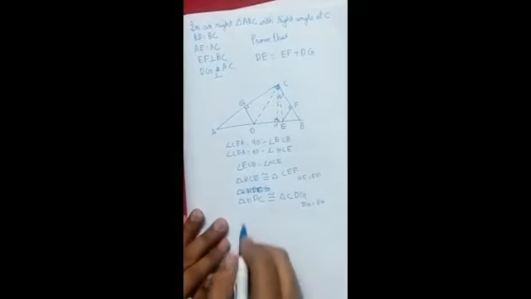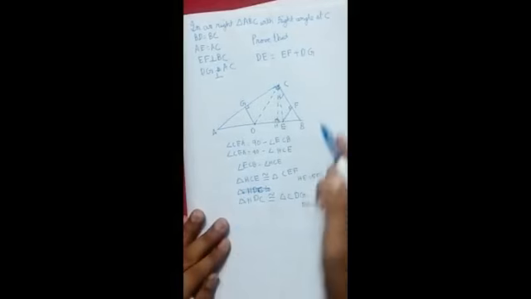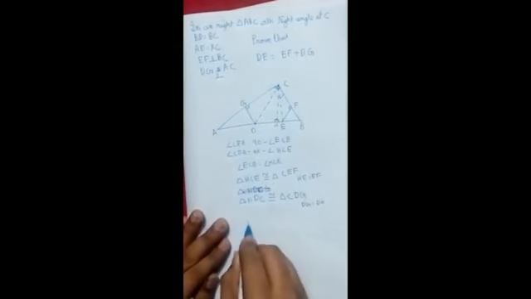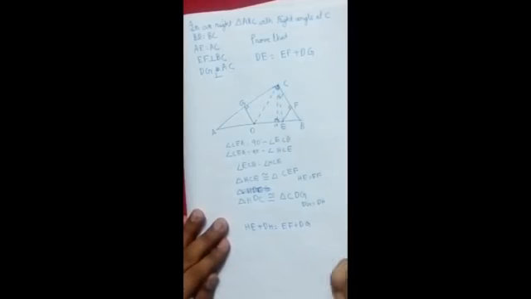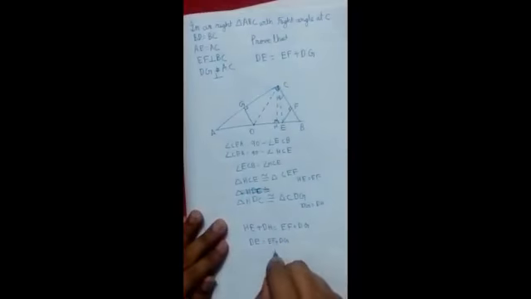Now if we add those, HE plus DH is equal to EF plus DG. It comes DE is equal to EF plus DG. This is what we need to prove. Hence we write hence proved.